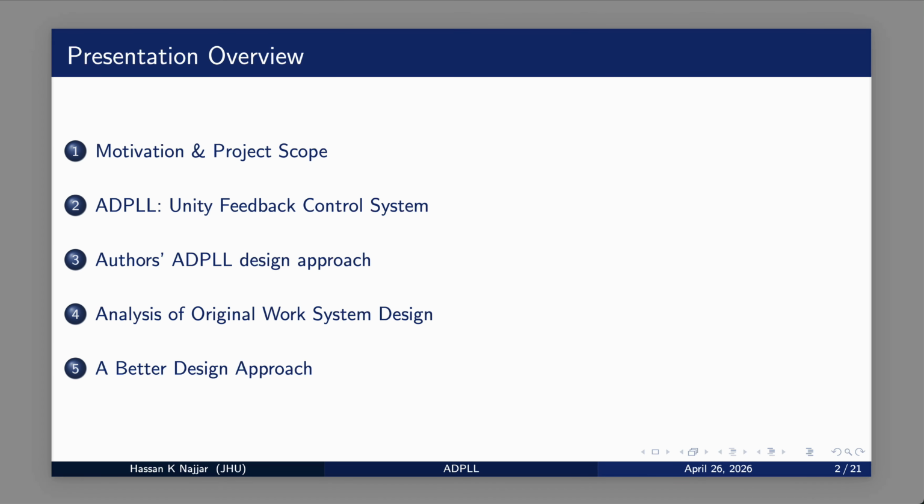The talk is organized in 4 parts: motivation and project scope, the ADPLL as a unity feedback control system, analysis of the author's design approach, and a better design approach based on the actual closed-loop transfer function. The central idea is that once the ADPLL is written as a standard feedback loop, familiar control tools such as pole zero mapping and Routh Hurwitz analysis become directly applicable.